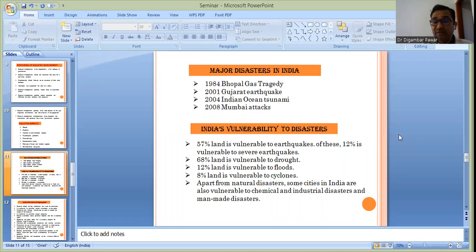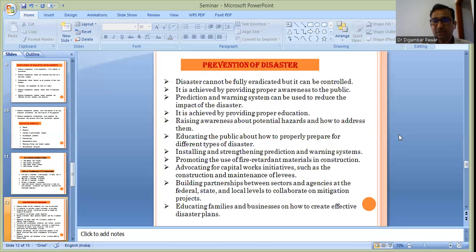Then India's vulnerability to disaster. According to the World Health Organization, 57% of land is vulnerable to earthquakes. Out of these, 12% is vulnerable to severe earthquakes. 68% of land is vulnerable to drought, 12% of land is vulnerable to floods, and 8% of land is vulnerable to cyclones. Apart from natural disasters, some cities in India are also vulnerable to chemical and industrial disasters and man-made disasters.